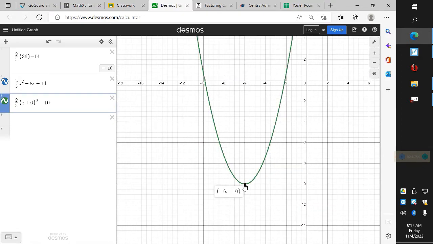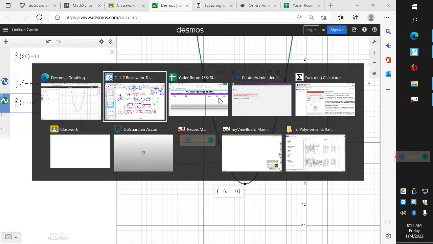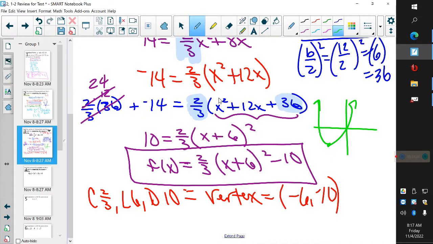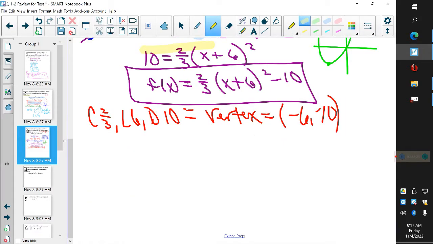Are they indeed the same? They are. So I'm going to come down here, I'm going to check my vertex. Is that what I said my vertex was? (-6, -10). Yes, so now I'm going to be looking at these lovely x-intercepts. What can you conclude about those x-intercepts? They're probably irrational. Does that make sense? Which means I'm looking for some type of a radical as my answer. So I come back over here, and from this point, I am going to solve for x. So how do I get rid of the 2/3?